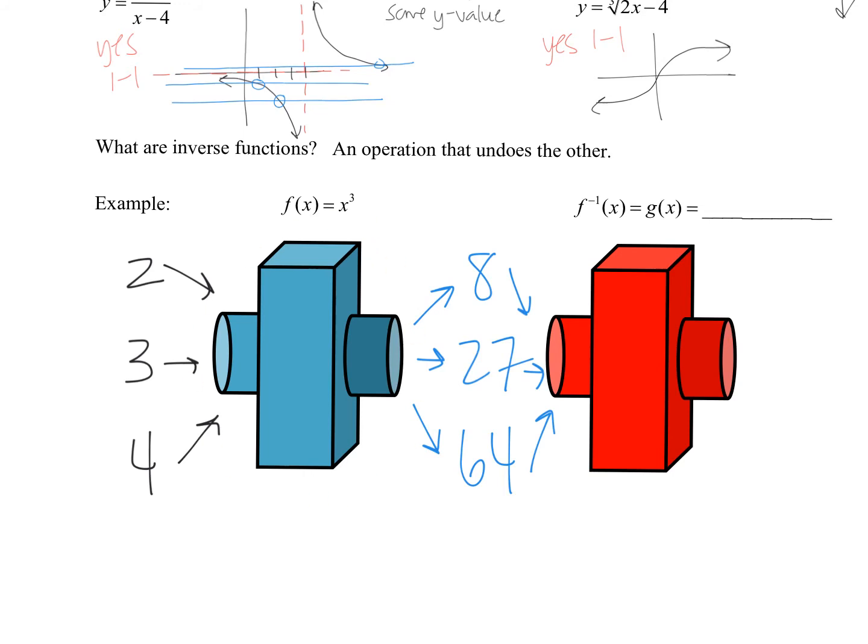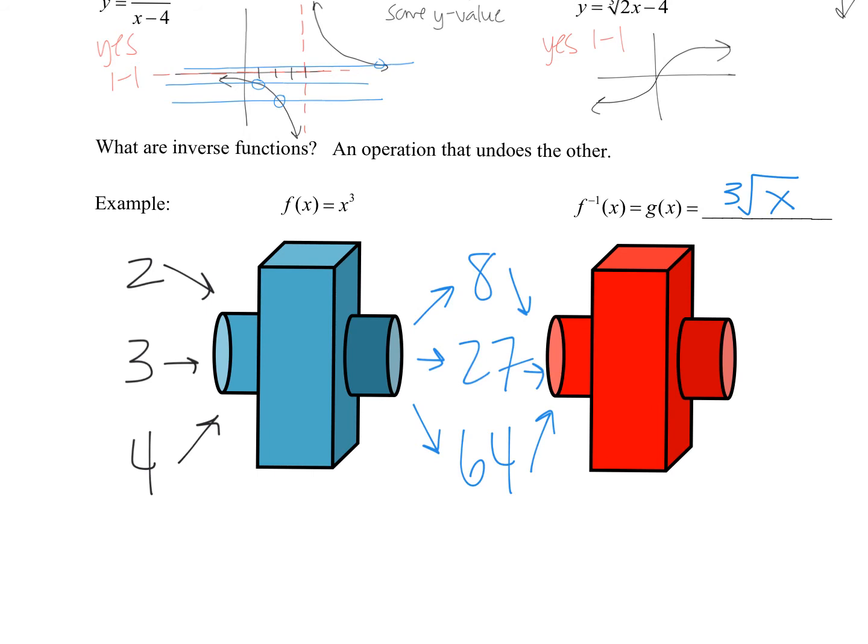So what do I do? Do I cube it again? How do you uncube something? What is going to undo the work that the blue machine did? It's called a cube root. So it's not like dividing by 3. It's not subtracting 3. It's a cube root of the numbers that I just did.